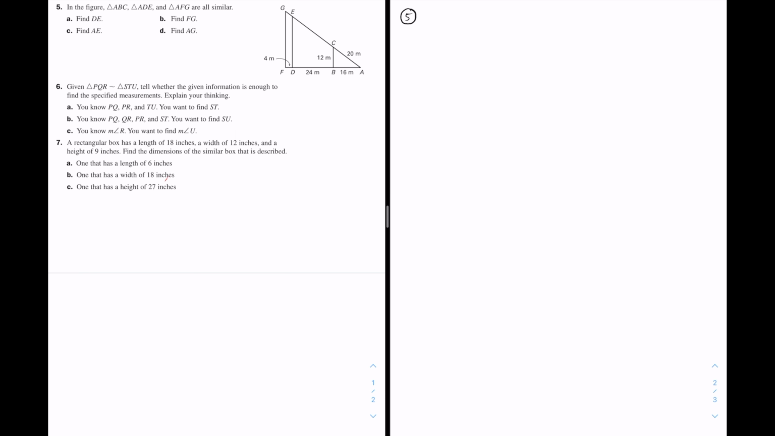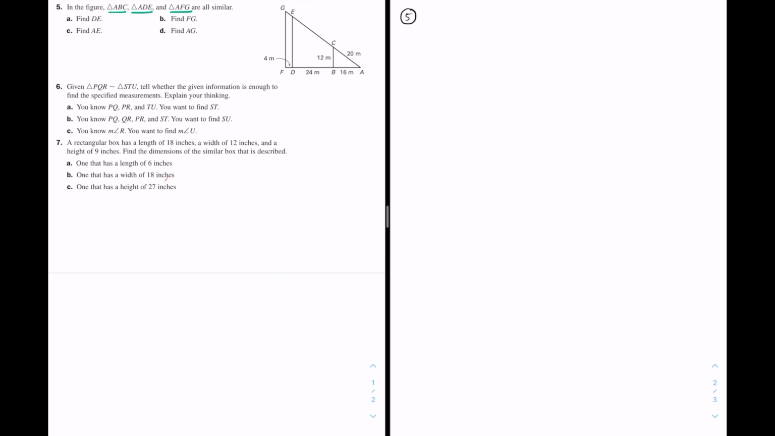It says, in the figure triangle ABC, that's this one right here, triangle ABC, and triangle ADE and triangle AFG are all similar to each other. Okay, so they're all proportional, same ratios. We need to go ahead and find the length of DE, and then FG, AE, and AG. Okay, so 4 things to do here.